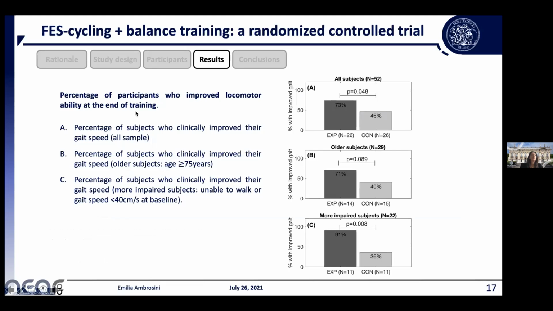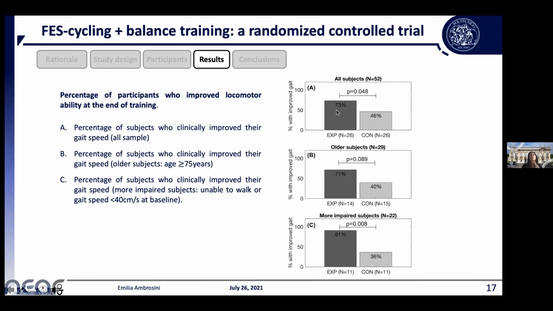When we look a little bit more, we tried to make the primary outcome binary, and we basically identified the gait speed, and we identified the percentage of subjects who clinically improved in the two groups. So this plot here, the upper plot with the letter A, represents the percentage of subjects in the experimental and in the control group that clinically improved in terms of gait speed.